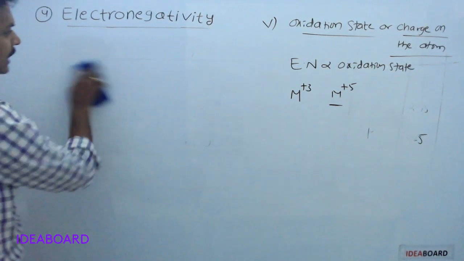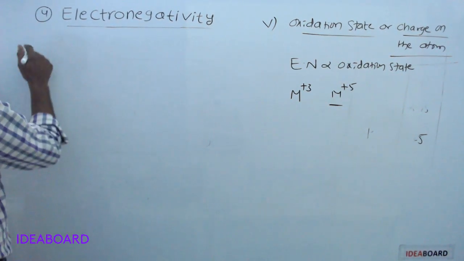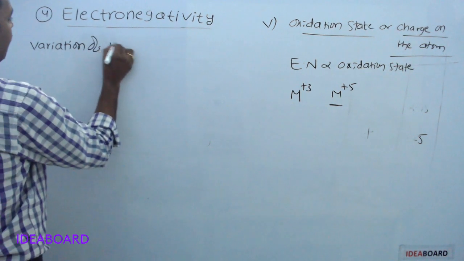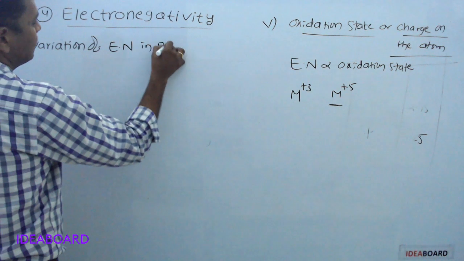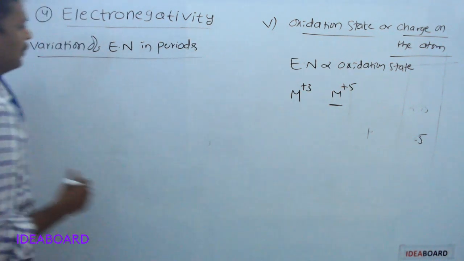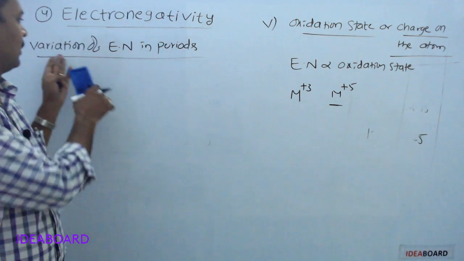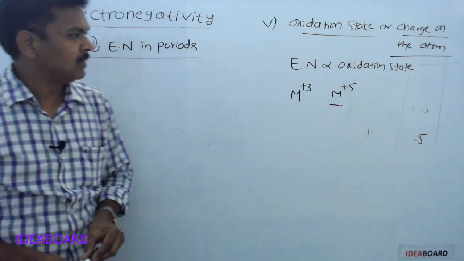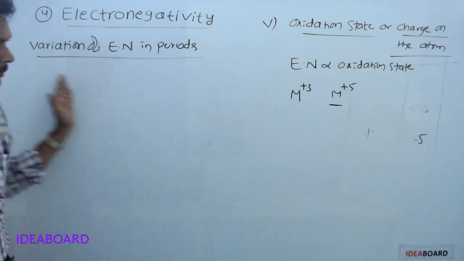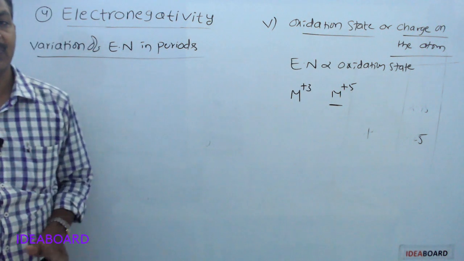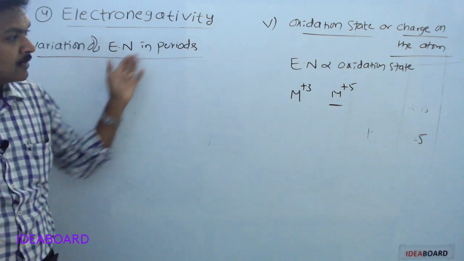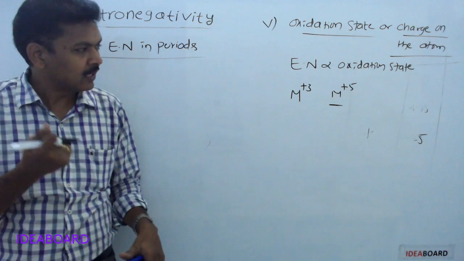Next, variation of electronegativity in periods and groups. Variation of electronegativity in periods or periodicity of electronegativity means how it changes in periods and in groups. See, first in periods. In periods, left to right as the atomic number increases, atomic size decreases. As the atomic size decreases, tendency of an atom to attract the electrons increases.